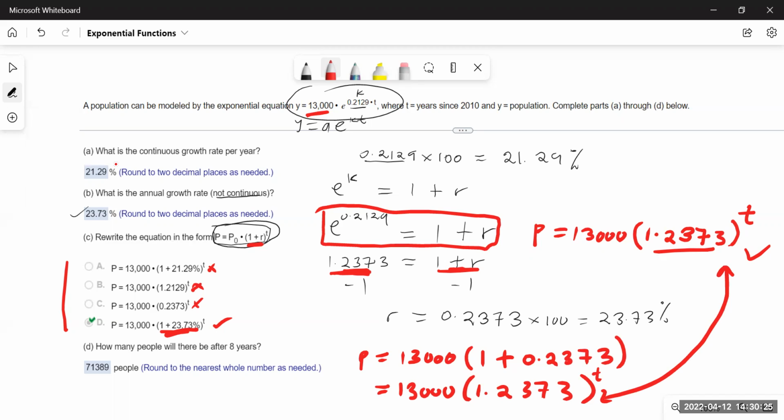Now for the D part of the problem, how many people will there be after 8 years? Now you can use this equation by plugging in your t is equal to 8, or you can use the original equation. Either way, you should get the same answer. Is that okay? So plug in your t to be equal to 8, and that should give you that. That's your final answer.